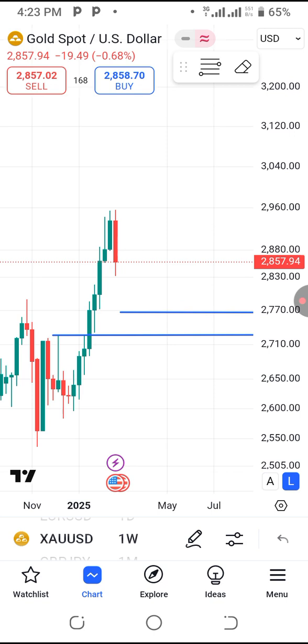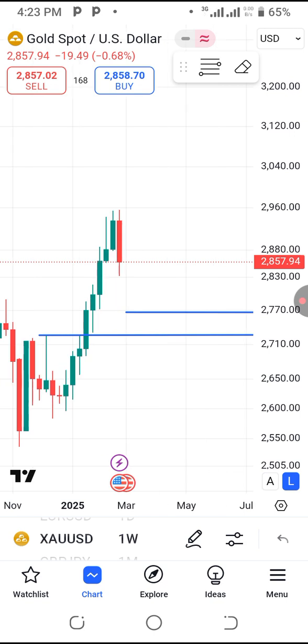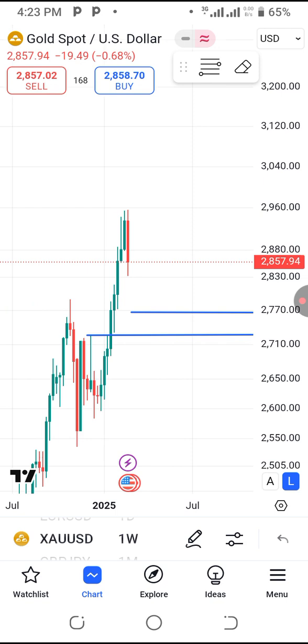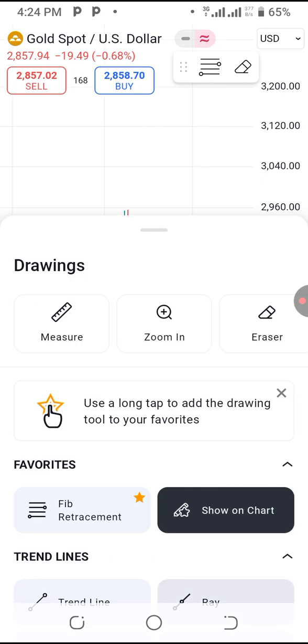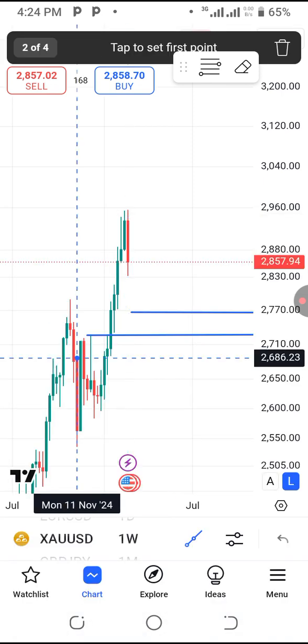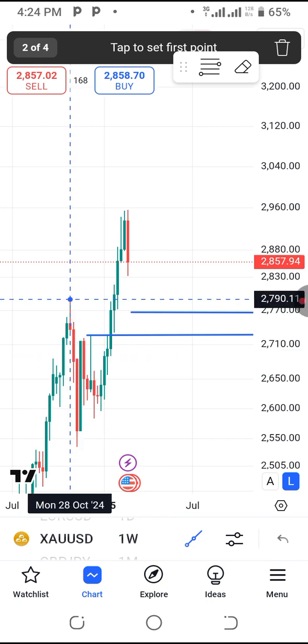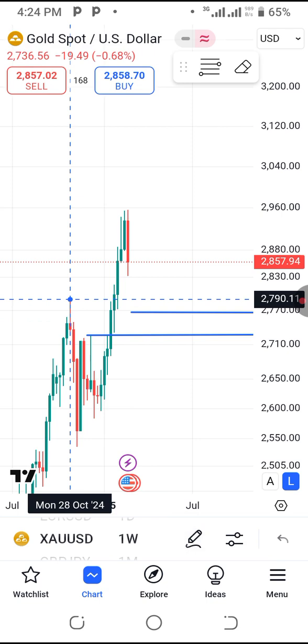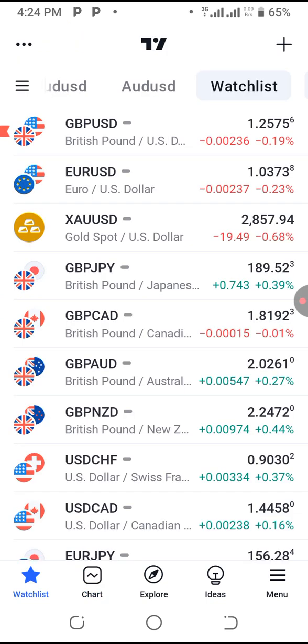I don't know yet, but for me, I'm bearish for this week because I still see good USD still seeking lower price, at least coming down to the 2790-ish level, the 2790.11 level. We'll see what we can do from there.